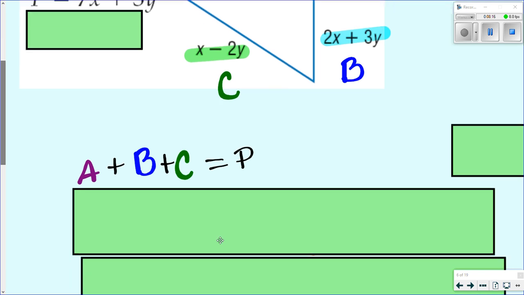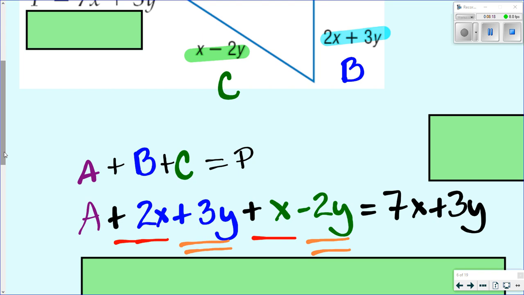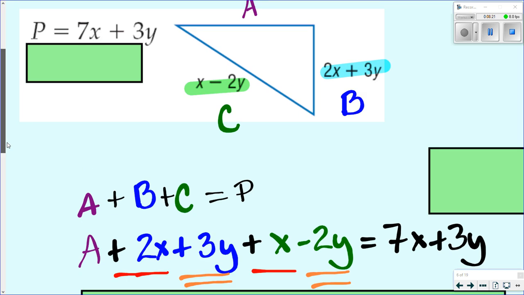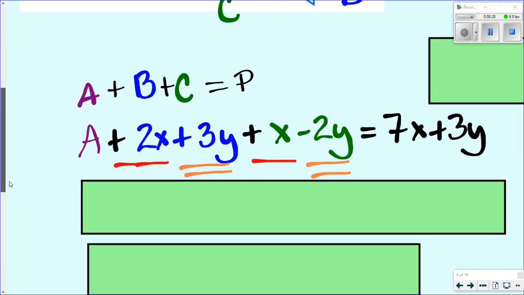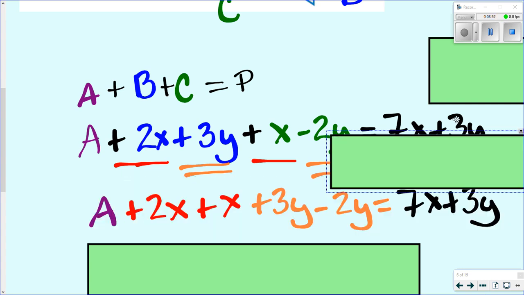Once you have that set up, then you plug in all the information. So a we're looking for, b is 2x plus 3y, and then c is x minus 2y, and the perimeter is 7x plus 3y. Alright, you got everything set up. Now it's time to combine like terms and do the property of equality so we can solve for a. So notice how I have the red underneath the 2x and the red underneath the x because they have the same variable. Those are like terms. I'm going to combine those two. And the orange underneath the 3y and the negative 2y are like terms, so I'm going to combine those two also.